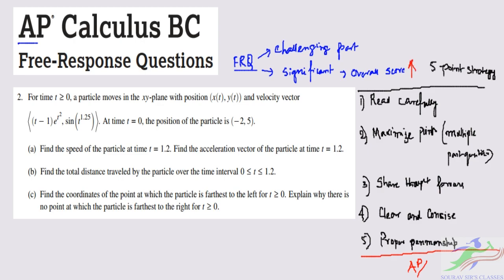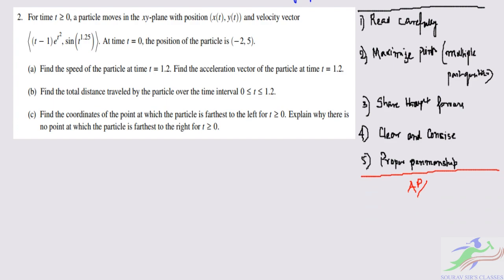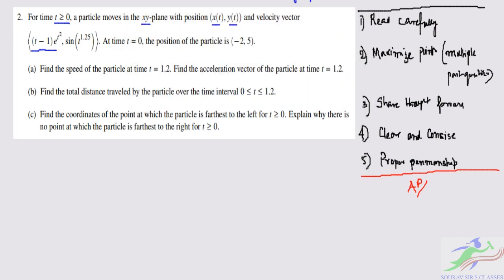Now coming to the question, question number 2. The problem statement says: for time t greater than or equal to 0, a particle moves in the xy plane with position x(t) and y(t), and velocity vector (t minus 1) e to the power t squared comma sine of t to the power 1.25. At time t equal to 0, the position of the particle is (-2, 5). Here we see that there are multiple parts, A, B, C, so we will solve them one by one.